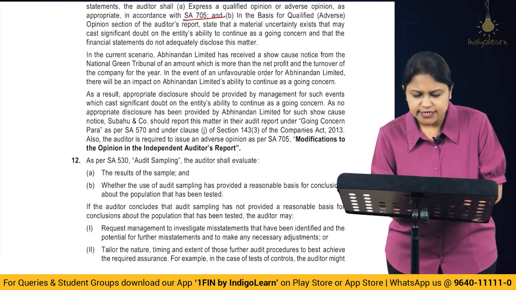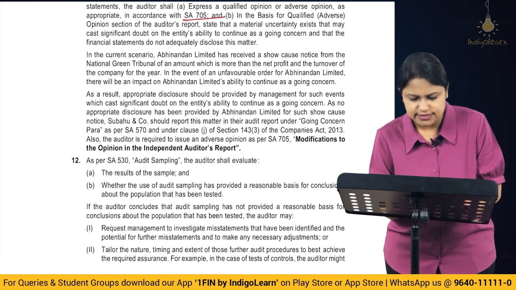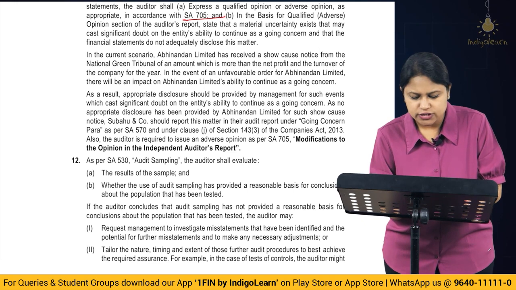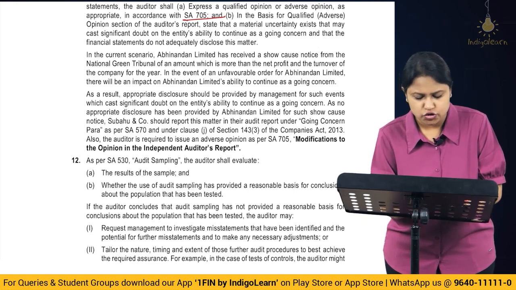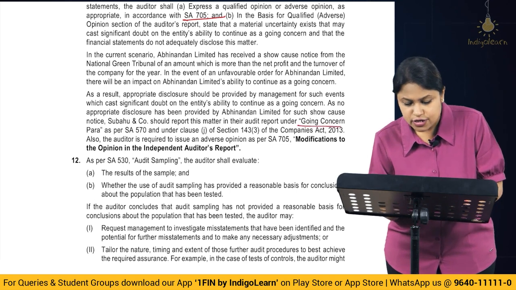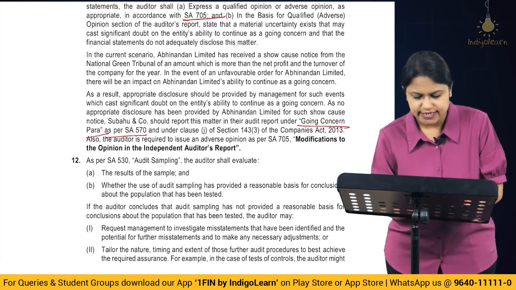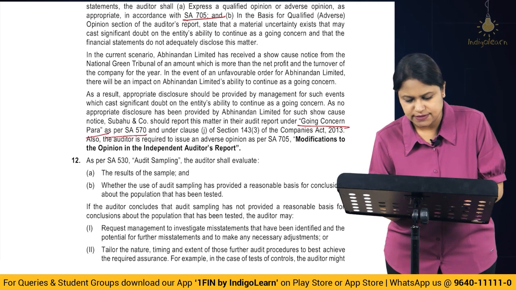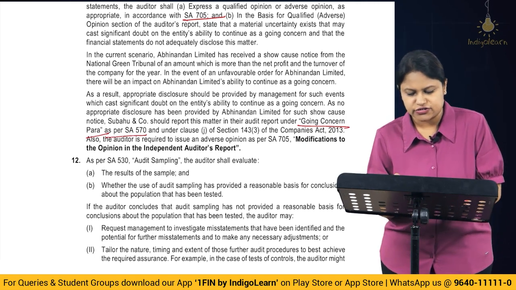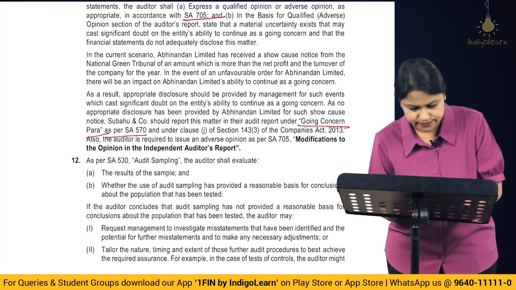As a result, appropriate disclosure should be provided by the management for such event, which can cast a significant doubt on the entity's ability to continue as going concern. As no appropriate disclosure has been provided by Abhinandan for such show cause notice, Subhahu and company should report this matter in their audit report under going concern para as per SA 570 and under clause J of section 143 subsection 3 of the Companies Act 2013.